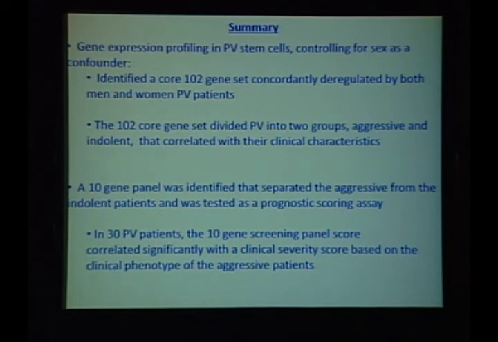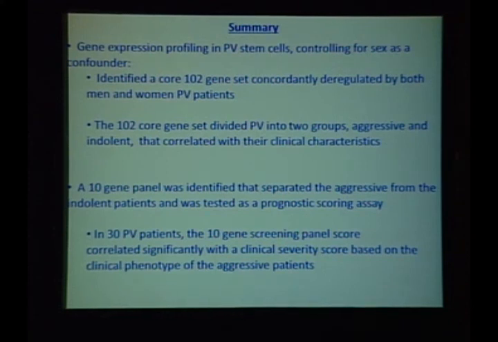But what we think is the following, that if you do gene expression and control for sex as a confounder, you can get a set of genes that is involved in Polycythemia Vera. And I will tell you, we have the myelofibrosis genes. And you have 2 types of myelofibrosis. You have the benign type in the indolent form, and then you have the aggressive type in the aggressive form, okay? So they all get myelofibrosis eventually, but they're different, okay?